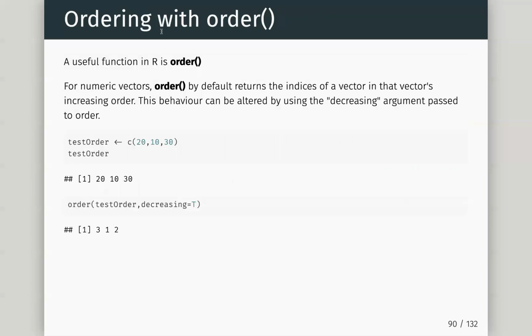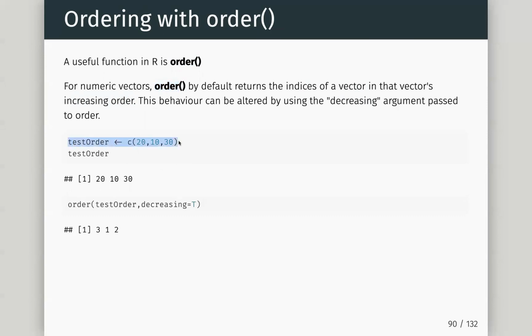A really useful function in R, and especially when you're working with matrices or data frames, is order. For numeric vectors, order by default returns the indices of a vector in that vector's increasing order. This behavior can be reversed by using the decreasing argument. This function really allows you to see what order a vector should be in if it was to go from highest to lowest values.